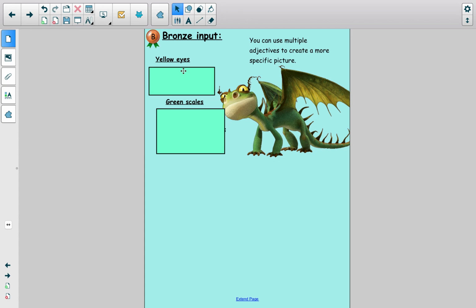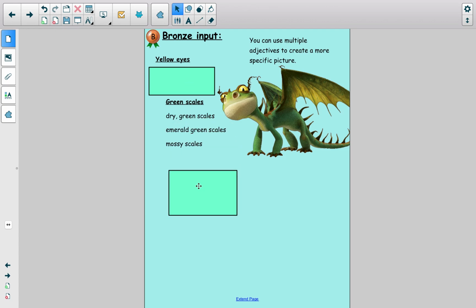Now let's look at the dragon's green scales. How could we describe the dragon's scales better? We could say dry green scales, which provide the reader with an insight to the colour and texture of the dragon. Or we could say emerald green scales to help the reader understand what shade of green the dragon is. Or we could say mossy scales, which lets the reader know that the dragon is green like moss.